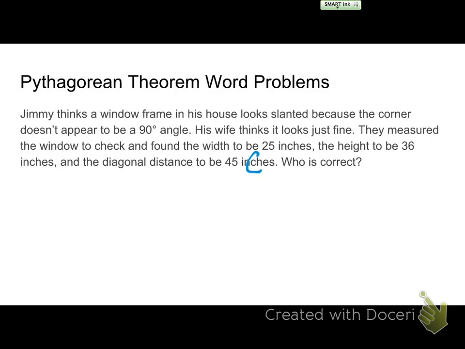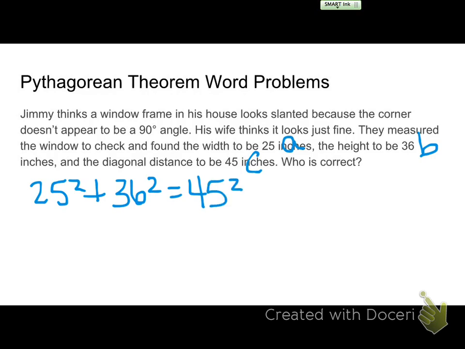So I'm going to go ahead and label these. I'm going to label that as C, and then I'm going to label 25 inches as A, and 36 inches as B. And I'm basically proving whether this is a right angle, right? So I'm going to put these in my formula where I have 25 squared plus 36 squared equals 45 squared. So 25 squared is 625. 36 squared is 1,296. And 45 squared is 2,025.